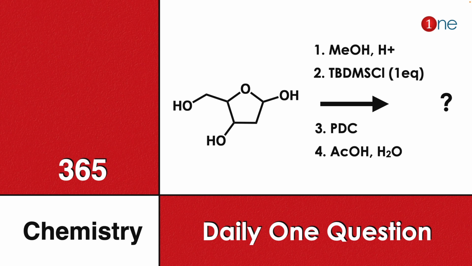Daily one question for you. Here you have a 5-member cyclic compound with alcohols. You have a primary alcohol and 2 secondary alcohols. You are reacting with methanol in acid, then TBDMS chloride, and then PDC and acetic acid in water. You have to guess what will be the final product.